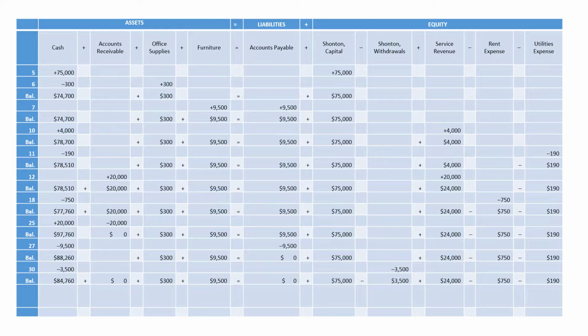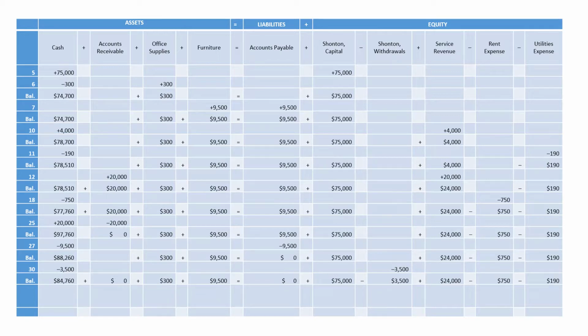And then the final transaction for this problem is Shotton withdrew cash of $3,500. So the owner took $3,500 out of the business, so we decrease cash and then show that $3,500 in the withdrawals column, knowing that withdrawals always has a negative impact, like expenses, on the accounting equation. And then we come up with the final balance for each column.